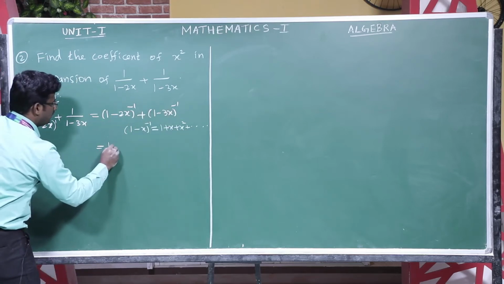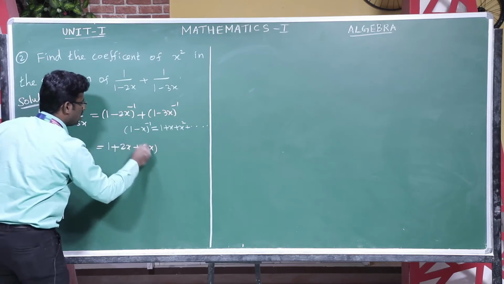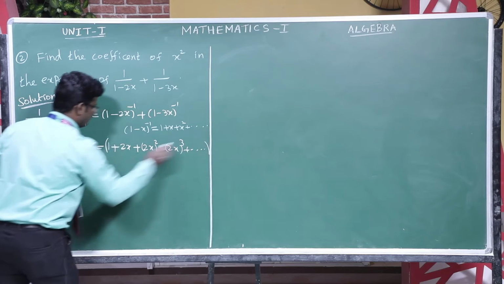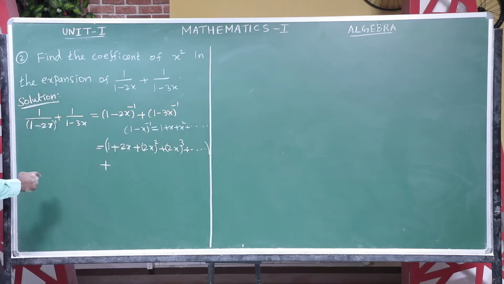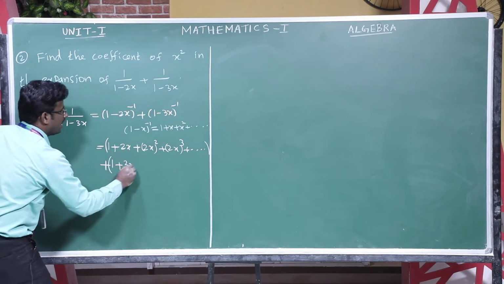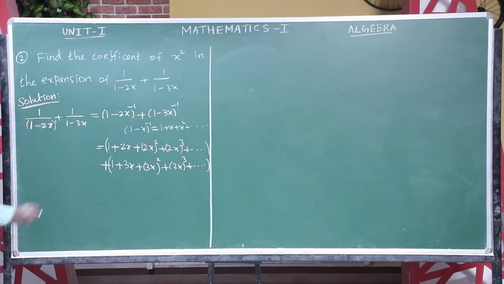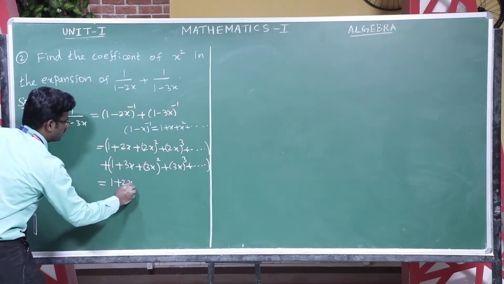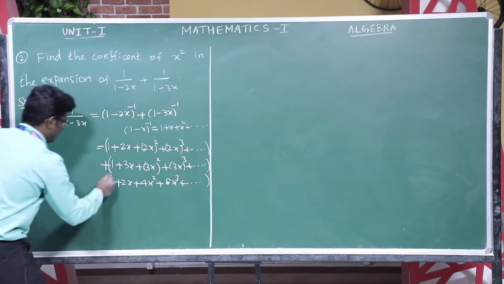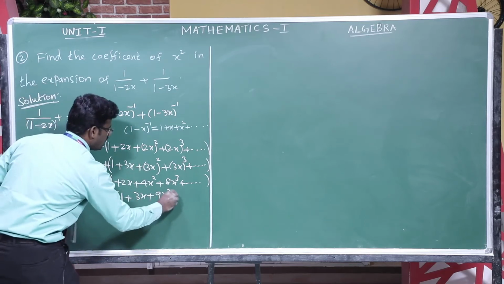So it is equal to 1 plus 2x plus 2x the whole square plus 2x the whole cube plus etc., plus the second term, 1 minus 3x whole inverse. Here also, x is replaced by 3x: 1 plus 3x plus 3x the whole square plus 3x the whole cube plus etc. Then it is equal to 1 plus 2x plus 4x square plus 8x cube plus etc., plus 1 plus 3x plus 9x square plus 27x cube plus etc.